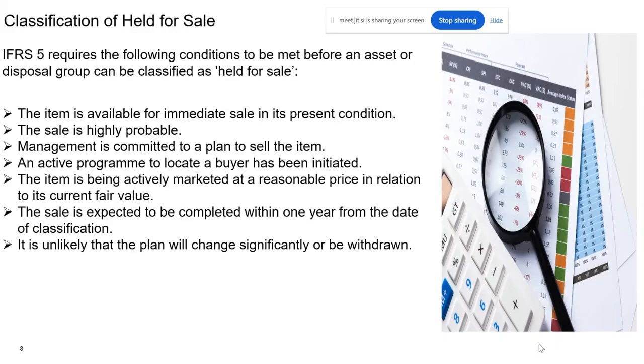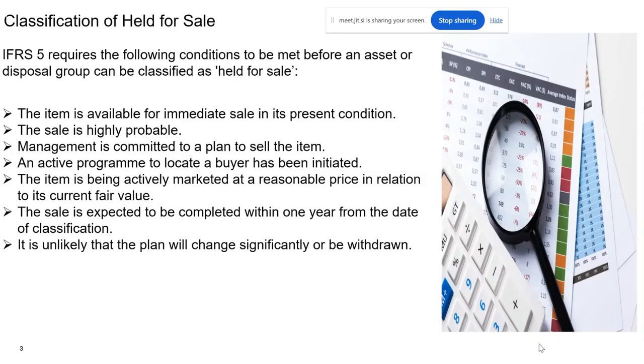An active program to locate a buyer. Just to answer Amina's question, why I will not agree with you is that management must be committed to a plan to sell it. But in this scenario, management is not committed to sell. I think that is the only criterion that fits.